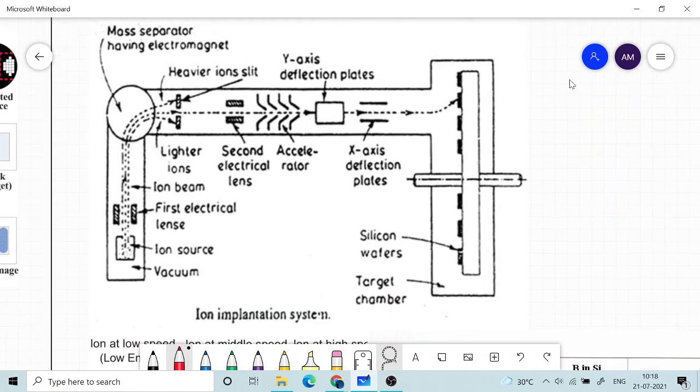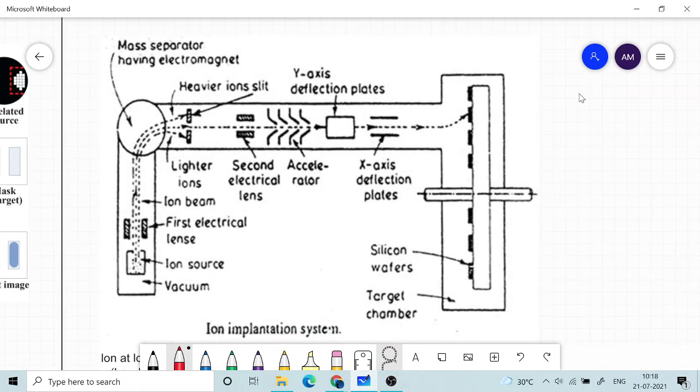Now the setup for ion implantation is shown here. On the right side, silicon wafers are placed on a chuck, which is holding the wafers. There are multiple wafers here, each shown in black, in a cross-sectional view. Tens of wafers are placed on this chuck, and the chuck can rotate and position itself so that it aligns with the beam that is coming.